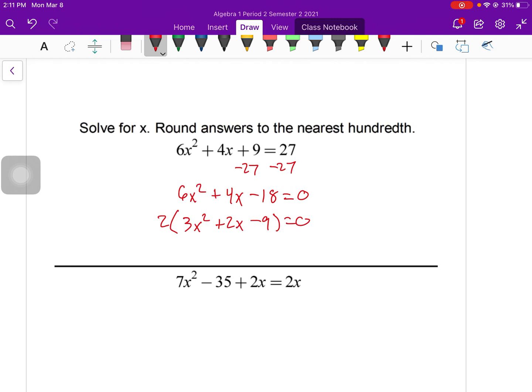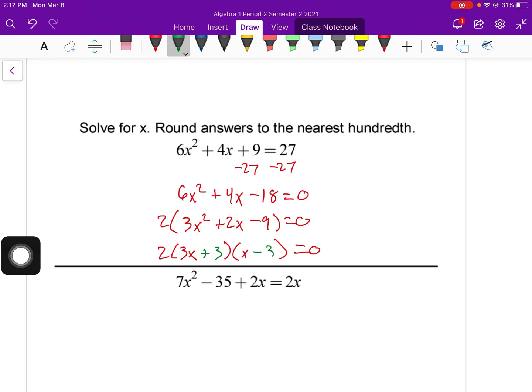Okay, the 2 is not really going to hurt anything in this problem now. So now when I factor this, because I had that x term in the middle, I know I'm going to have to try to factor it. 3x and x gives me 3x squared. I need two numbers to give me 9. All right, well, I'll try a plus 3 and a minus 3. That may work, it may not work, we'll find out.